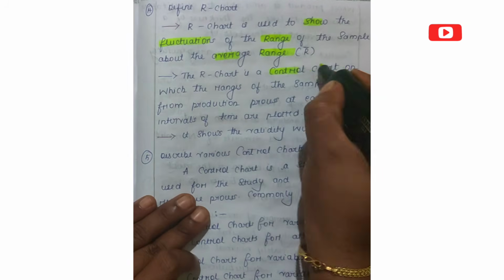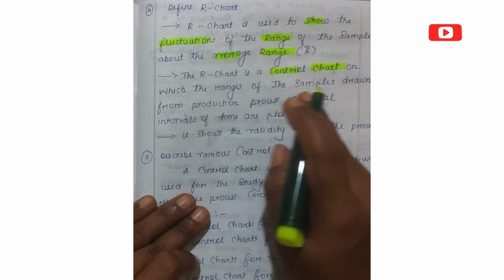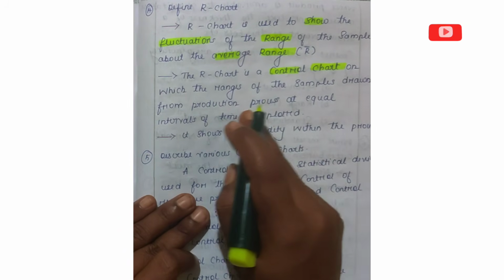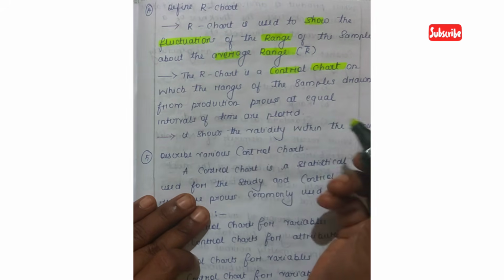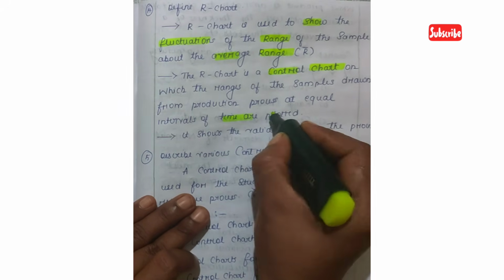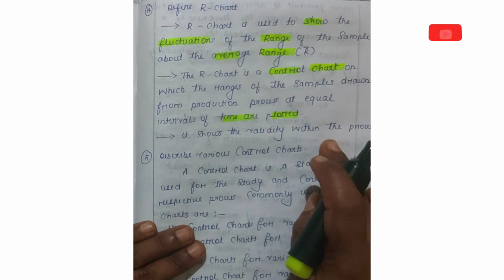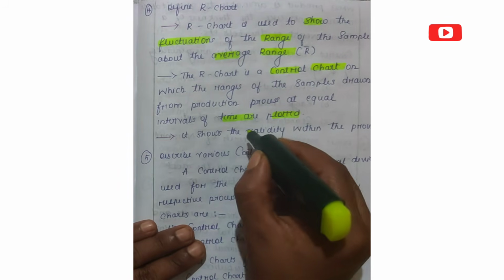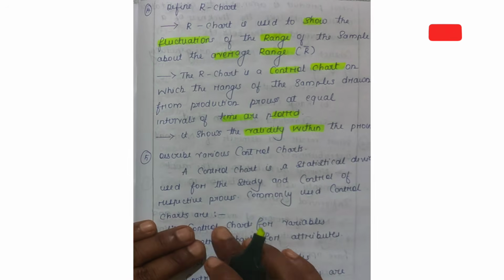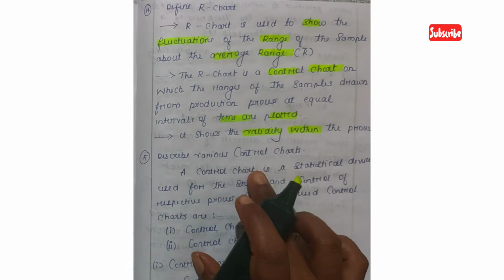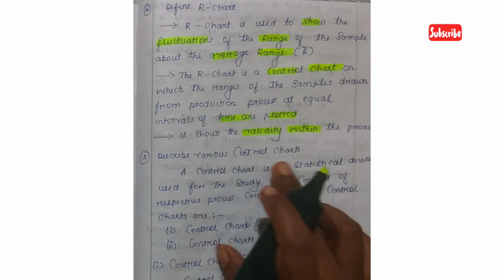R chart is a control chart on which range of the samples drawn from the production process at equal intervals of time are plotted. It shows the variability within the process.